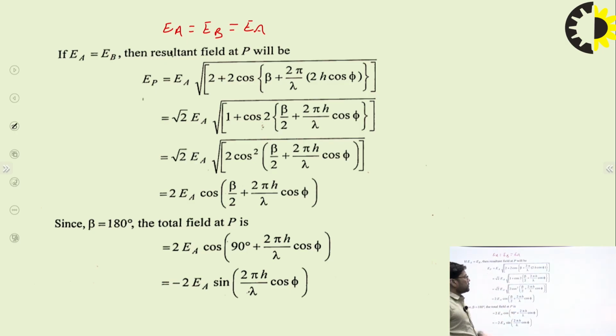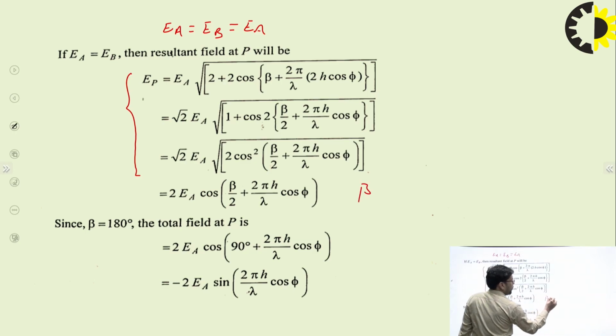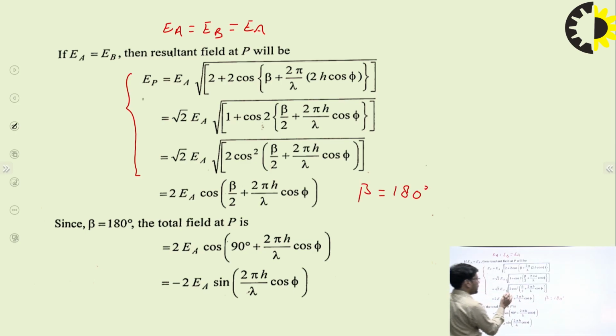Then after doing some mathematical calculations, you will get at last 2 EA cos of beta by 2 plus 2 pi h by lambda cos phi, where for the perfect reflecting ground plane, beta should be 180 degree. You have to put that here. So beta is equal to 180 degree, 180 divided by 2 is 90 degree, plus 2 pi h upon lambda cos phi, and cos of 90 plus theta is equal to minus sin theta. That's why this resultant field EP is equal to minus 2 EA sin of 2 pi by lambda h cos phi.